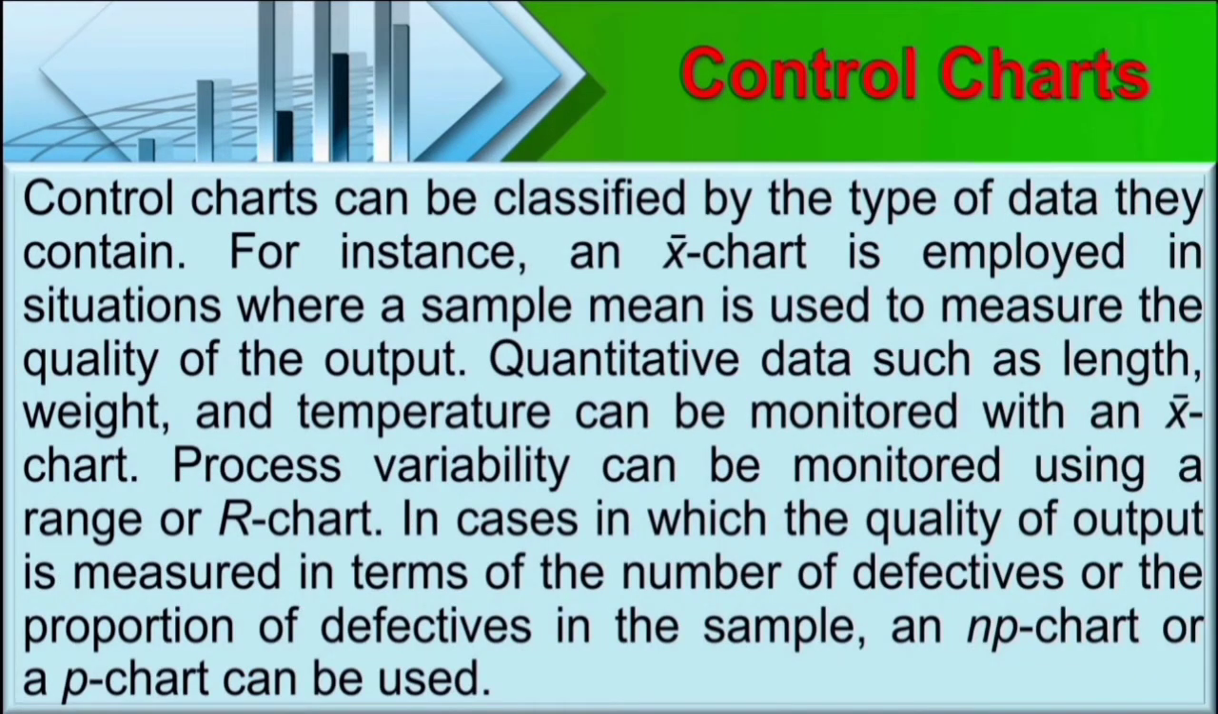Control charts. Control charts can be classified by the type of data they contain. For instance, an X-bar chart is employed in situations where a sample mean is used to measure the quality of the output. Quantitative data such as length, weight, and temperatures can be monitored with an X-bar chart. Process variability can be monitored using a range or R chart. In cases in which the quality of output is measured in terms of the number of defectives or the proportion of defectives in the sample, an np chart or a p chart can be used.